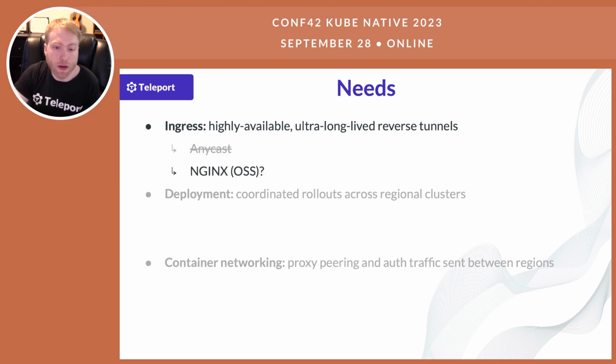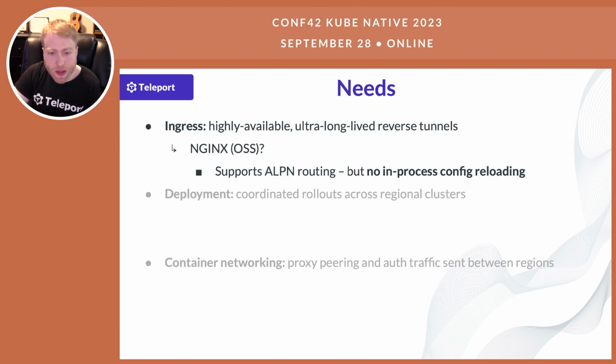We also tried open source nginx as an ingress routing layer in each of the clusters. And we really liked nginx because it supported ALPN routing. So nginx will let you route connections from different clients using ALPN, which is similar to SNI. It's some metadata in a TLS connection that'll let you make decisions about how to route that connection without terminating it, without decrypting it.